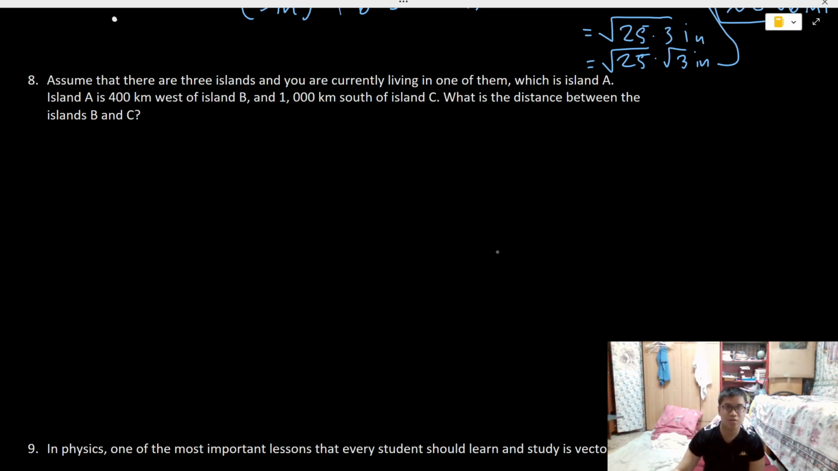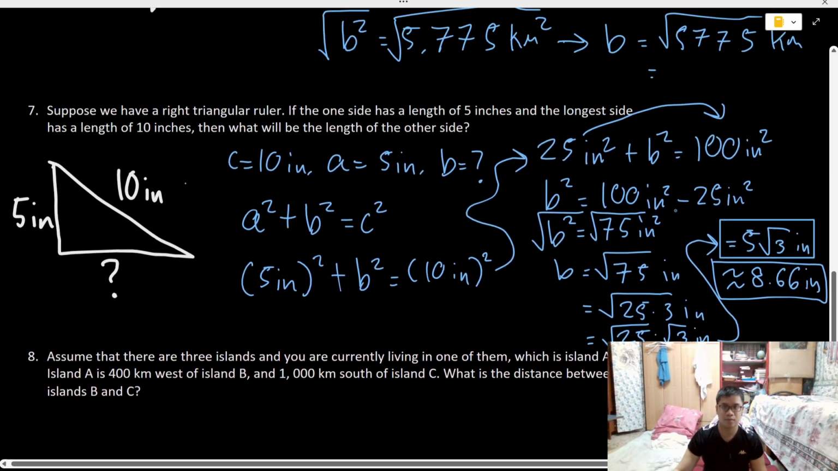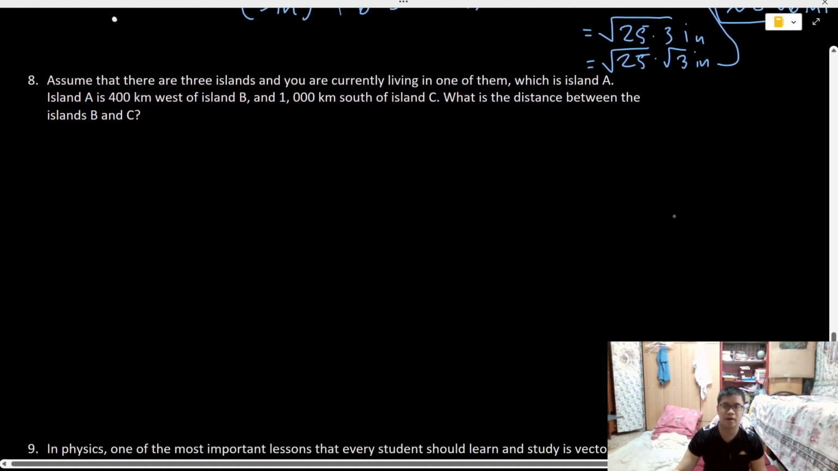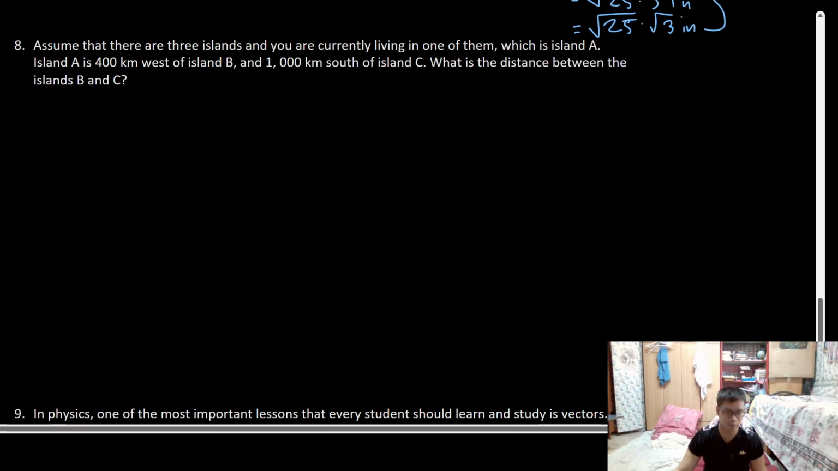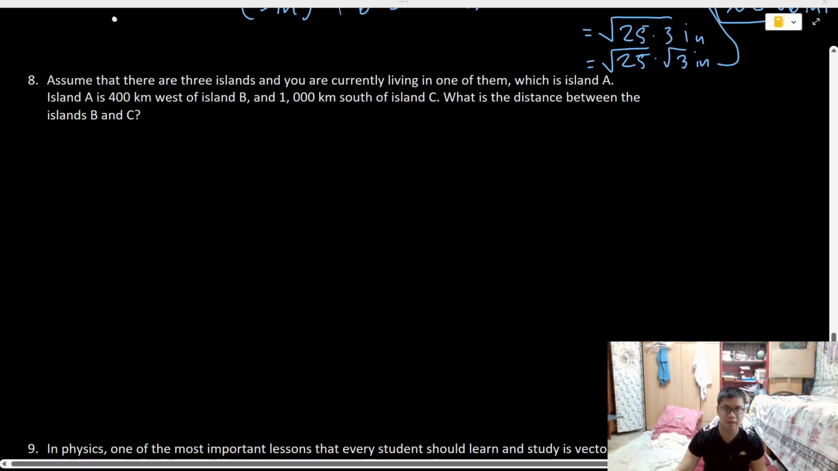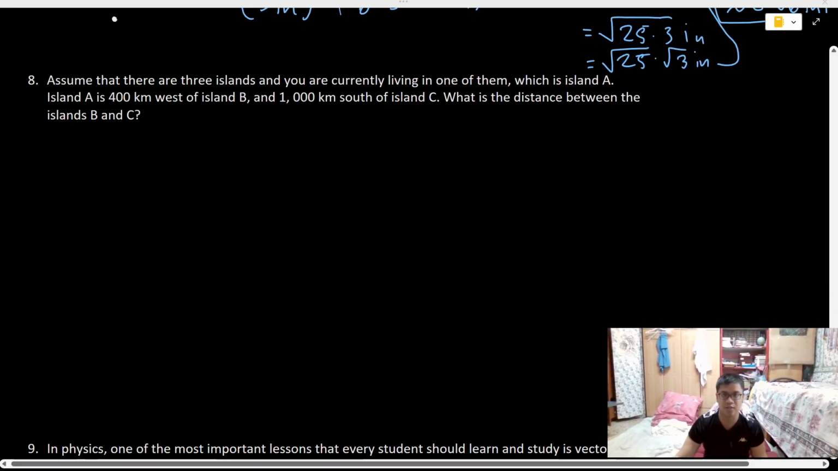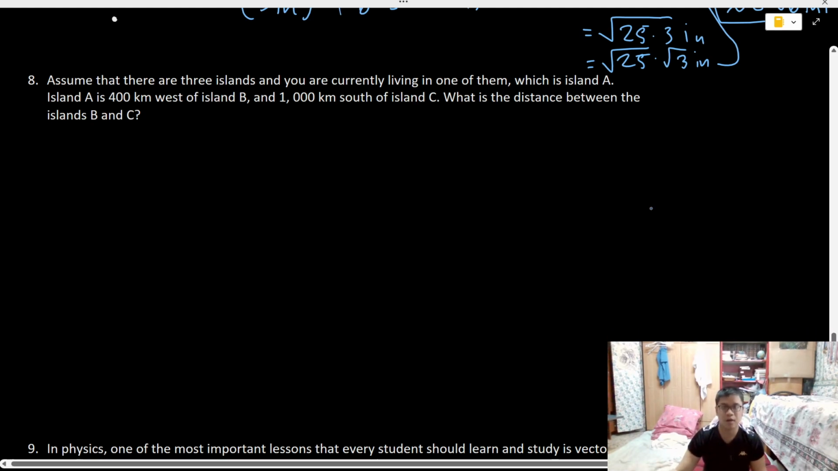So let's just say you are here. Sorry guys, I'm just checking my camera here. Because I could actually move my camera, in case the writings and the solution get blocked by my camera. All right, so just in case. Anyways, let's go. So let's just say this is island A.